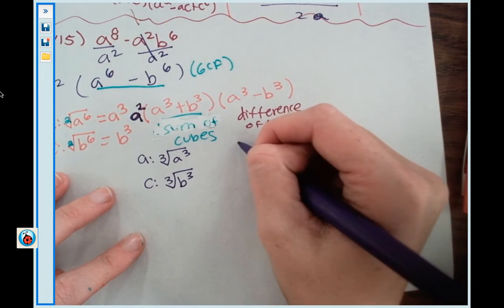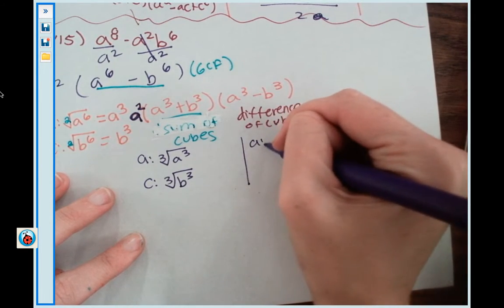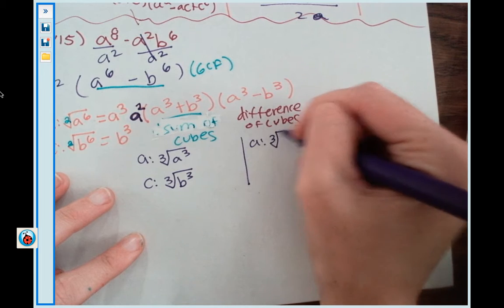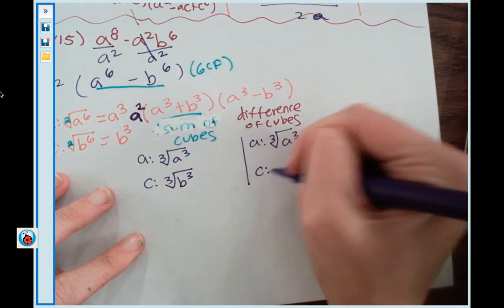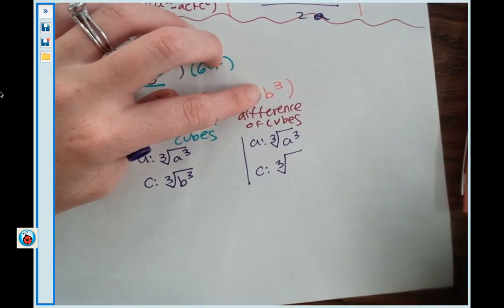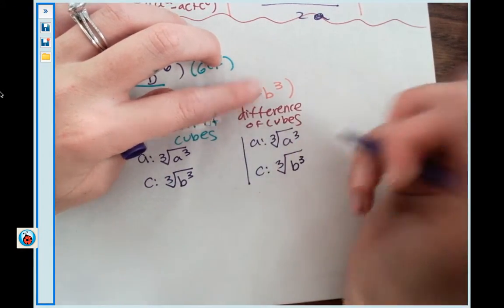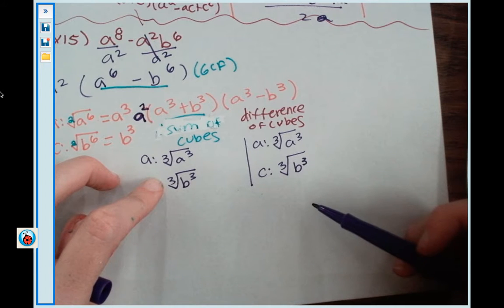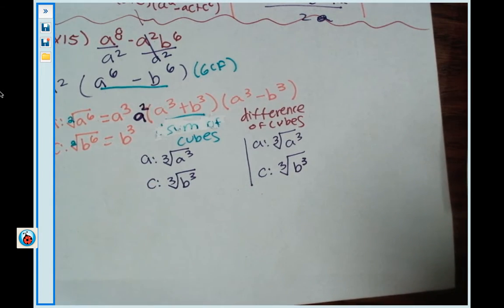All right, and same thing on this one, you guys. The A, we cube root the first term, which is A to the third. And the C, we cube root the second term, which is, remember, we ignore the negative when we do this, so it's B to the third. So do you guys see how I have the same numbers in here? So we're going to get the same A and C values.